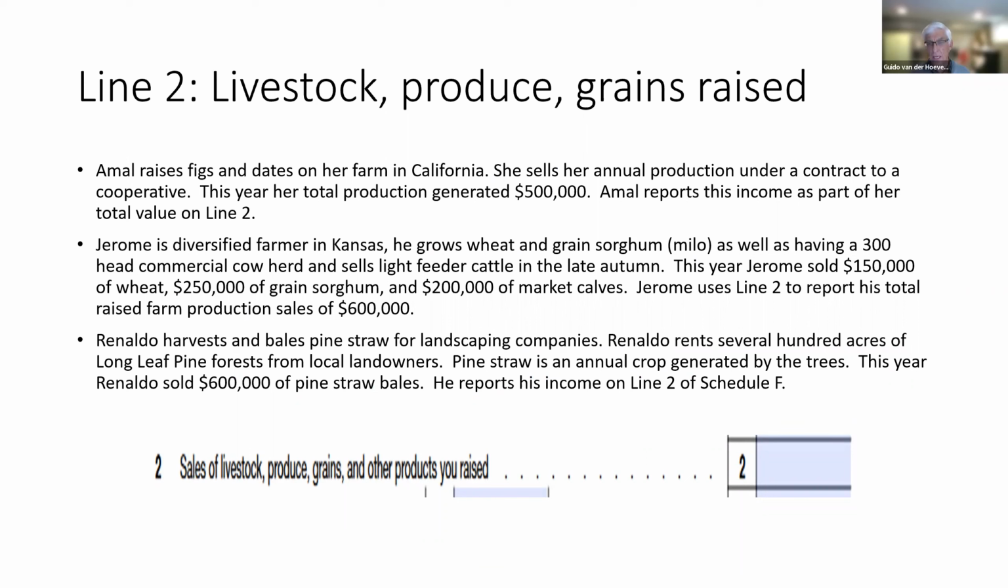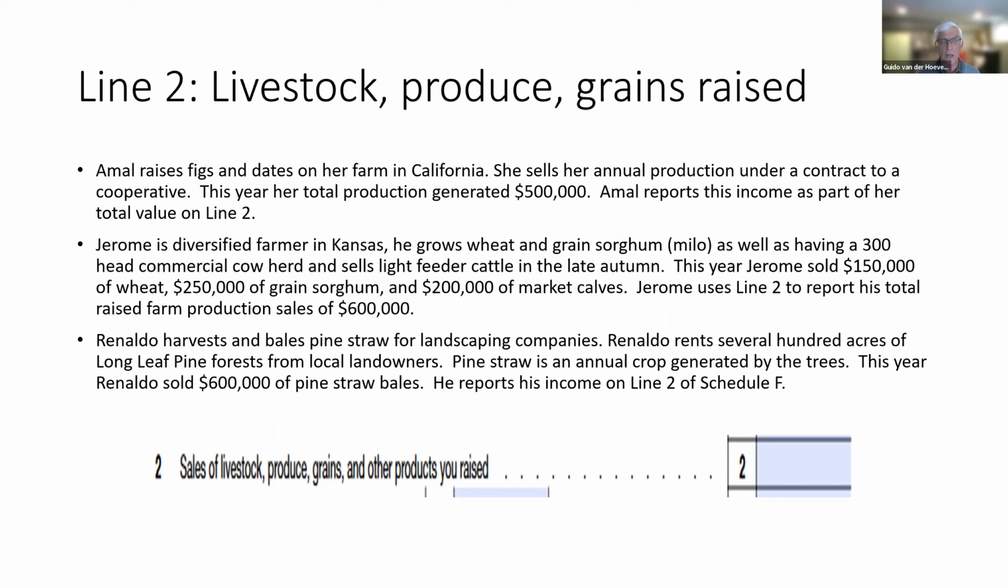This then gets us to line 2, and here's where probably most of the income gets reported. This is the livestock, produce, grains, fish, whatever you are raising as part of your business operations under the business model that you're employing. I've got a couple of examples here.